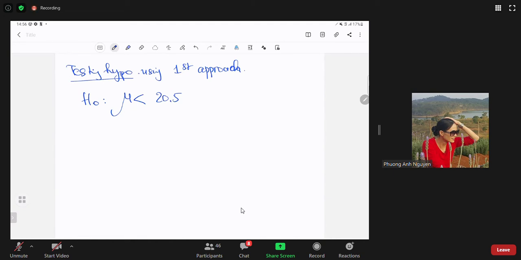So again, you don't agree with me, right? So you would like to prove that I'm wrong. First of all, you write down H1, the alternative hypothesis, not H0 now. It becomes mu greater than or equal to 20.5. So clearly you have a one-tail test. But which one is it?